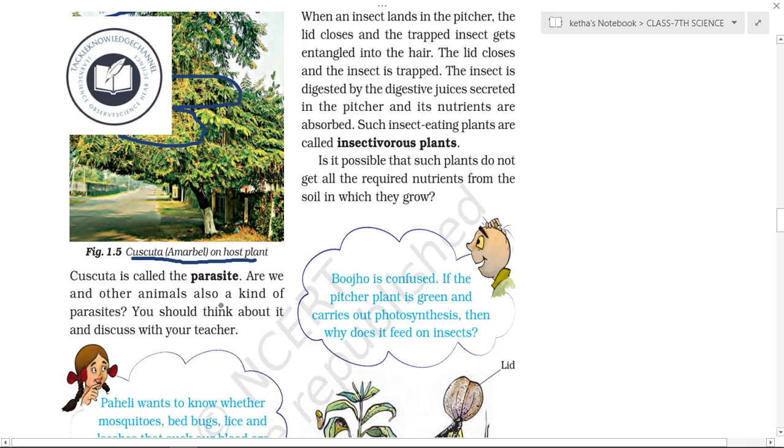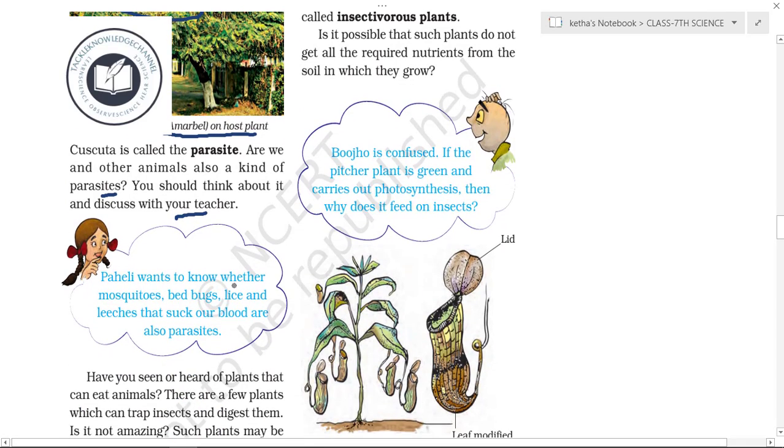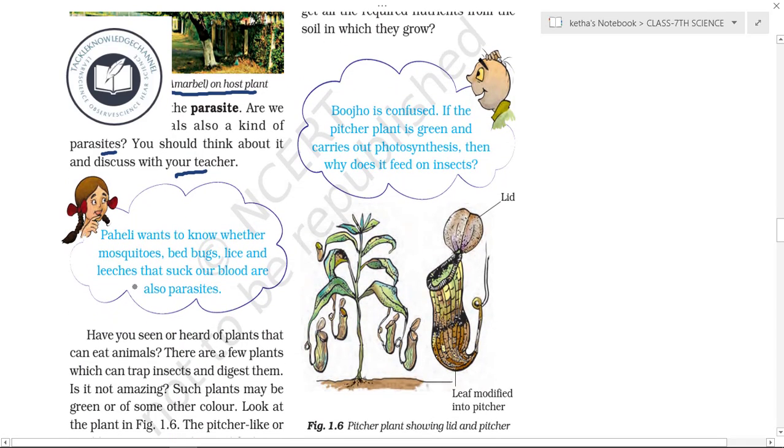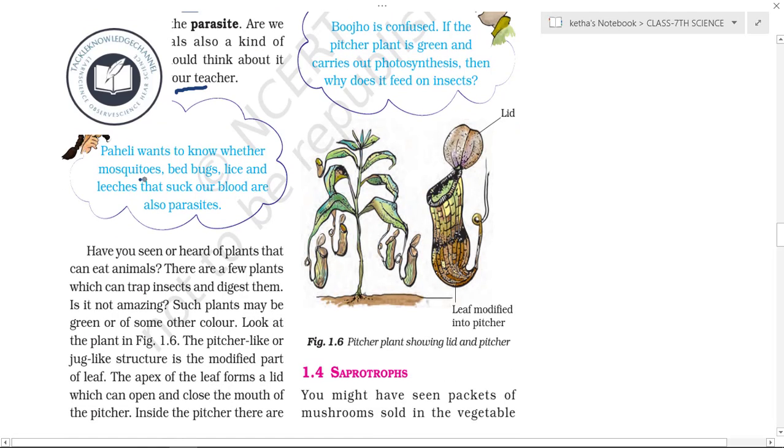Are we and other animals also kind of parasites? This is the question. You should think about it and discuss with your teacher. Paheli wants to know whether mosquitoes, bed bugs, lice and leeches that suck our blood are also parasites. Yes, all of these are parasites because they are dependent on our blood.